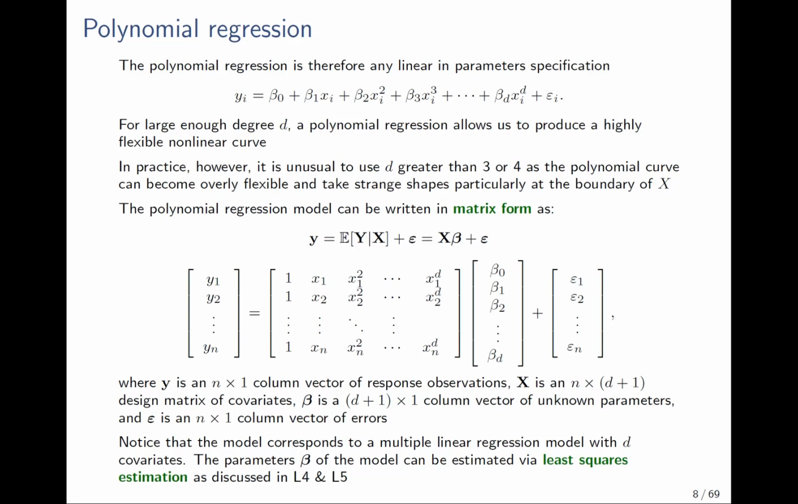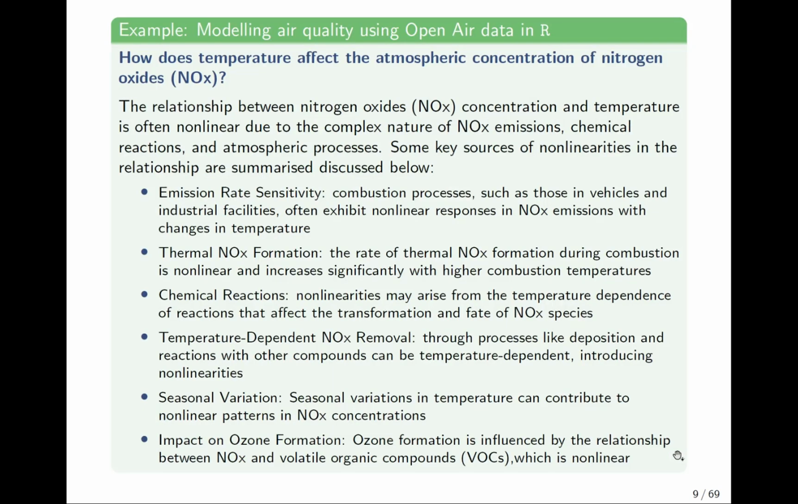Very important actually. So let's look at an example of polynomial regression. And the example I'm going to use throughout this lecture to demonstrate nonlinear relationships uses some open air quality data that's available in R. And the question that we are principally interested in is, how does air temperature affect the atmospheric concentration of nitrogen oxides? Now, the relationship between nitrogen oxides concentration and temperature is often thought to be non-linear due to the complex nature of NOx emissions, chemical reactions, atmospheric processes, and so on.